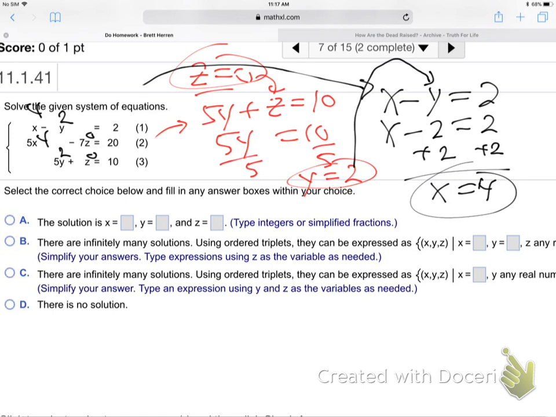4 minus 2 is 2. 5 times 4 is 20. Minus 7 times 0 is 20. Yep. 5 times 2 is 10. Plus 0 is 10. Yep. Makes them all true, doesn't it? That's like math detective work. Good? Questions on that one?